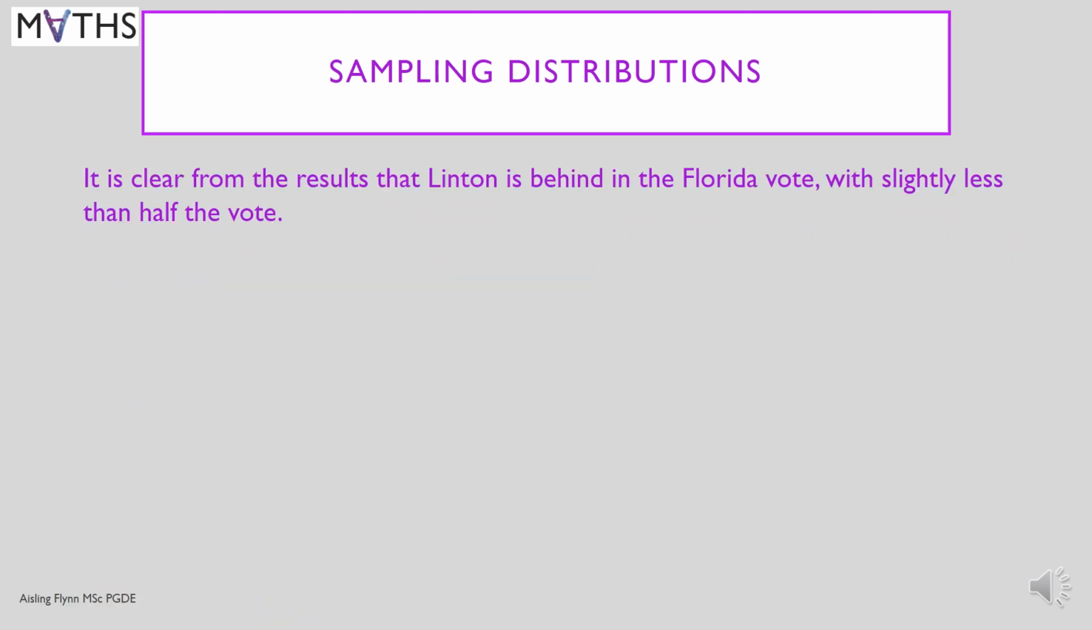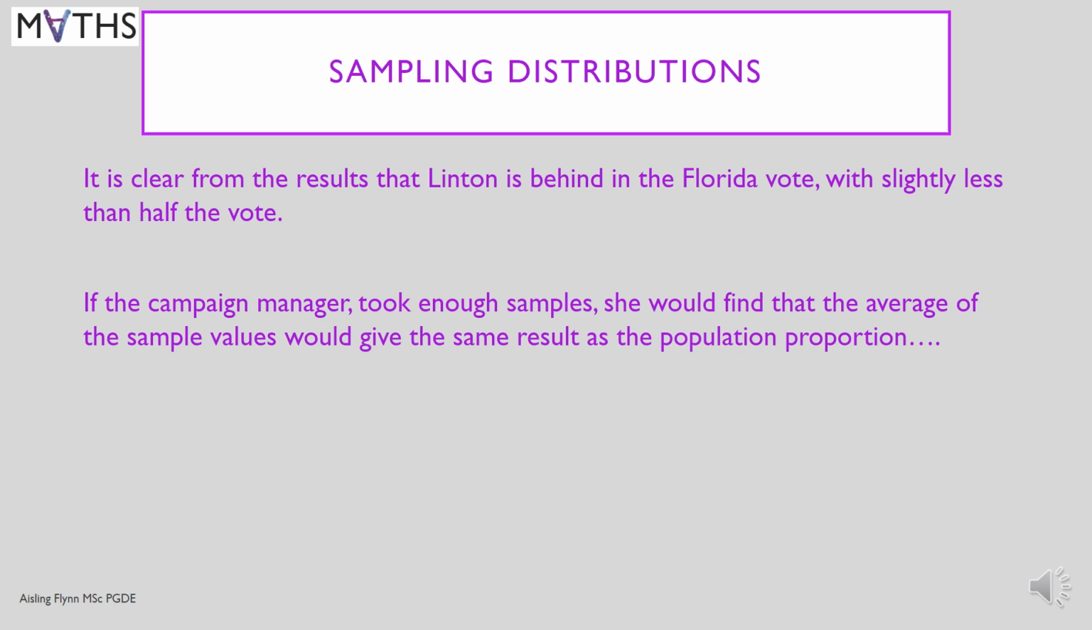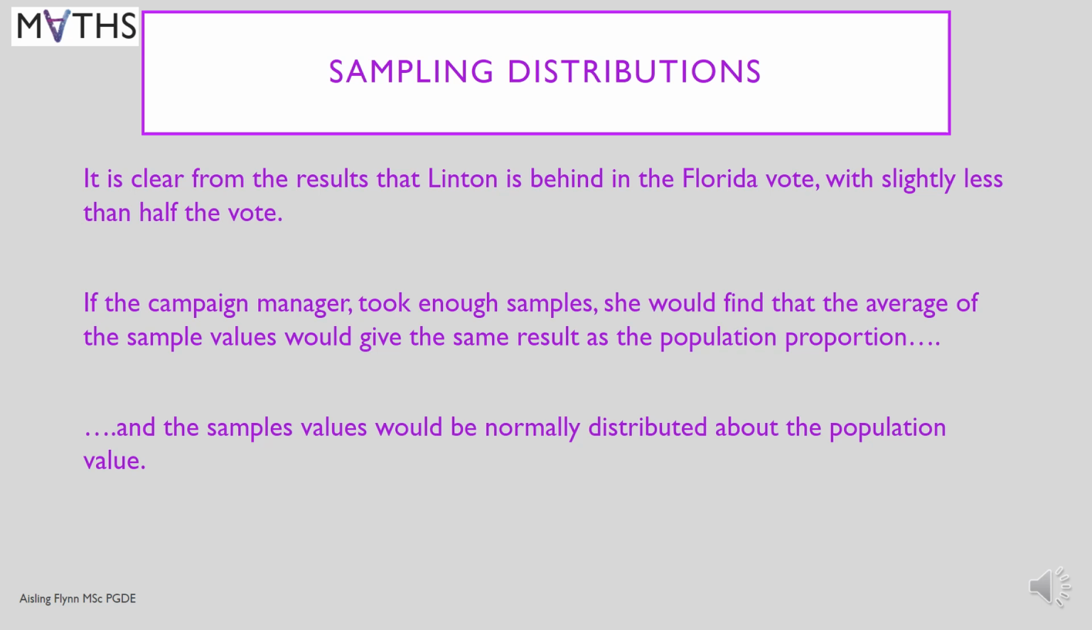So it is clear from the results that Linton is behind in the Florida vote with slightly less than half the vote. If the campaign manager took enough samples, so took lots more, she would find that the average of the sample values would give the same result as the population proportion, the real value on voting day. So asking more and more people, you get closer to the actual reality. And the sample values would be normally distributed about the population value.